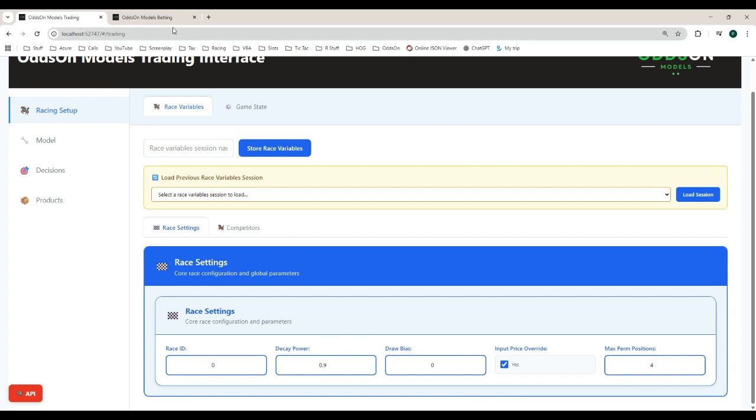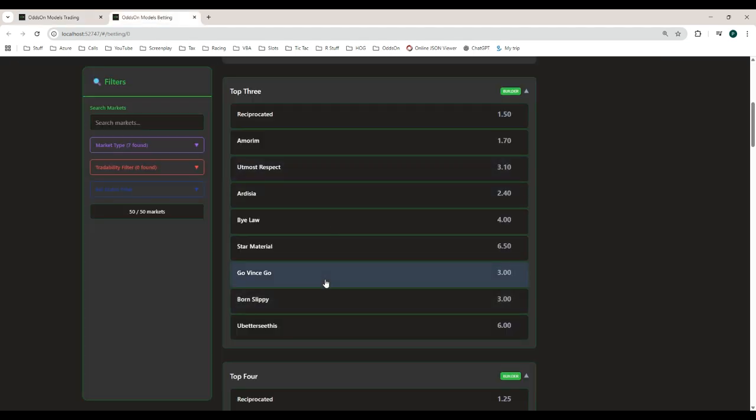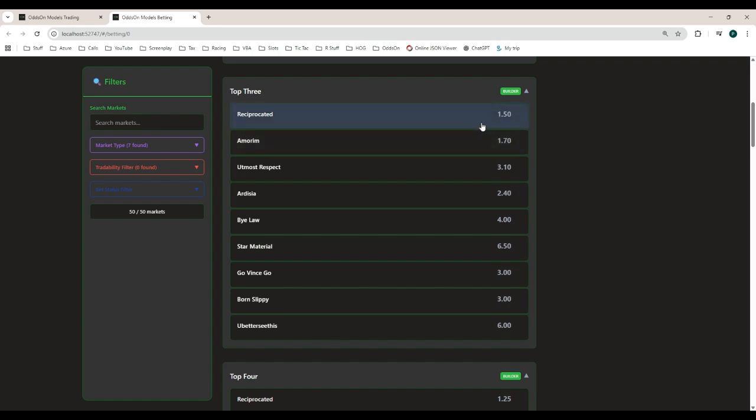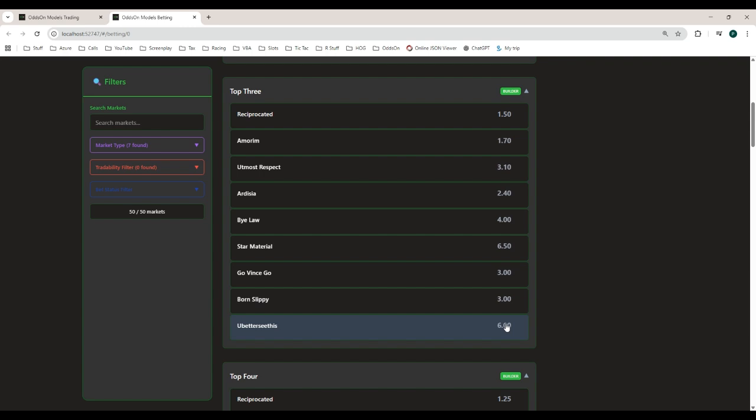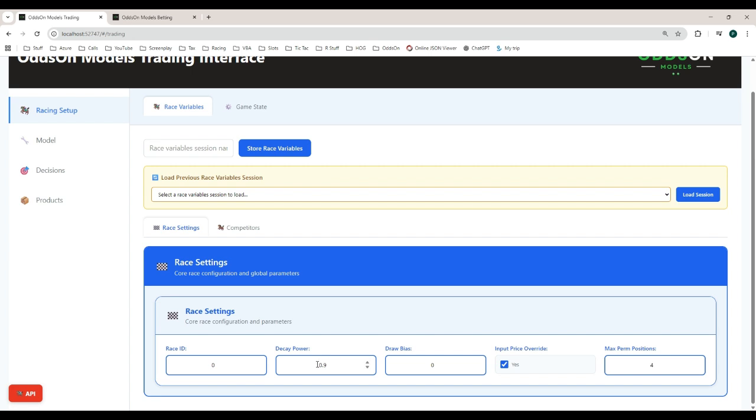But if we look now, a good way to look at changing this DK power is to go here. So we're looking at the price for the top 3 here. So we know the top 2 are the favourites. They're 1.50 and 1.70. And let's look at these 2 here, Star Material and You Bet See This, which are the outsiders. So at the moment, they're 6.50 and 6 to finish in the top 3. If I change this and make this power smaller now, it's making the race for lower positions less competitive.